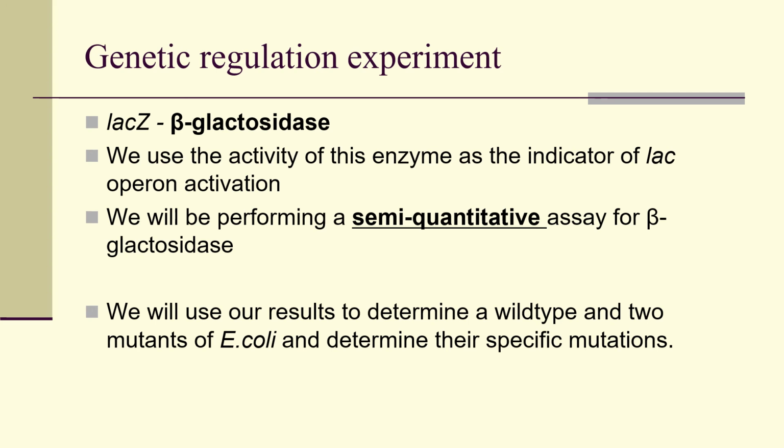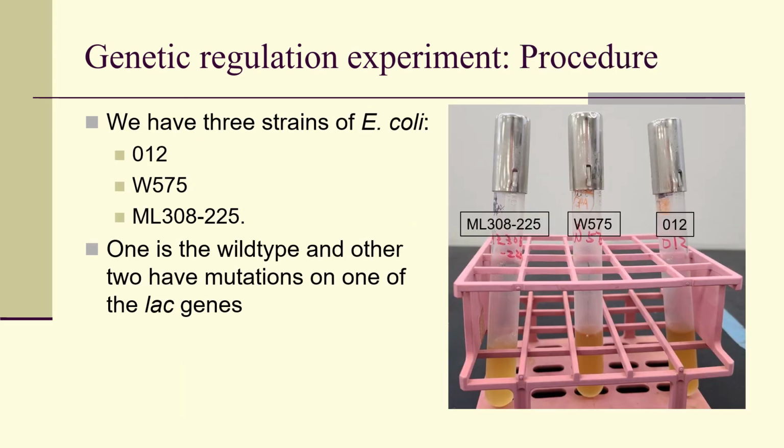We will use our results to determine a wild type and 2 mutants of E. coli and determine their specific mutations. We have 3 strains of E. coli, 012, W575, ML308225. One of these is a wild type and the other 2 have mutations in one of the lac genes.